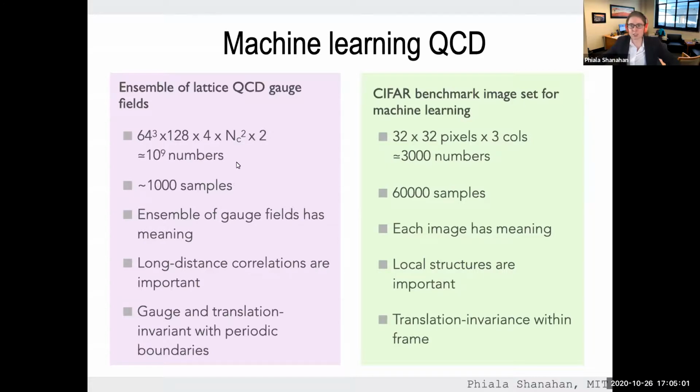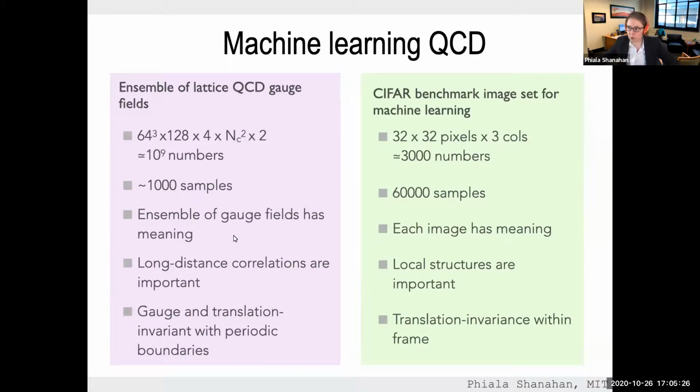Firstly, each sample of ours is described by something like 10^9 to 10^12 numbers, and we'd like a thousand, a few thousand samples. So each sample has way more degrees of freedom than the number of samples. In a benchmark image set, each sample is described by 3,000 numbers, and they use 60,000 for training. Clearly, the same sorts of training ideas aren't going to work for us.